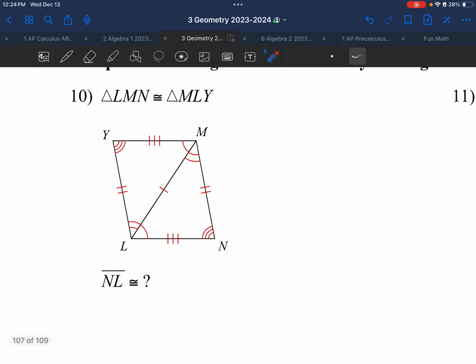All right, in number 10, it tells me that triangle LMN is congruent to triangle MLY, and it's already done all the tick marks for me. I just need to find the matching line segment with NL. NL is clearly this line right here, which has 3 tick marks. The other line segment that has 3 tick marks is this line over here, and we need to give it in the correct order. N had 3 tick marks, which means our first letter should also have 3 tick marks. Therefore, our first letter will be Y. And it is this line up here, so Y connects to M, so it will be YM. And I have a bar above it because a line segment will always have 2 letters.